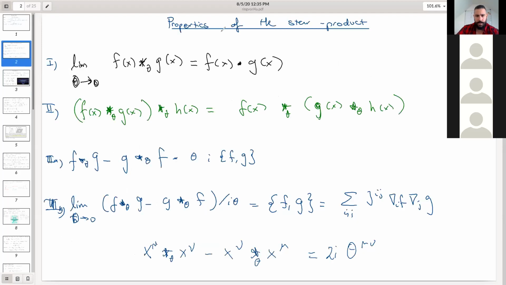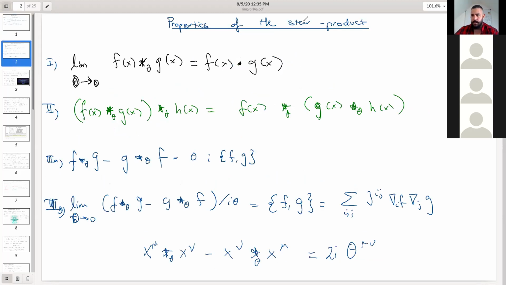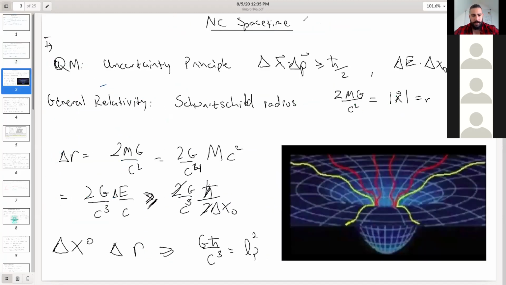Maybe also something that I didn't mention here: if you insert for f and g the coordinates x mu and x nu, what happens in the star product commutator, so basically x mu star x nu minus x nu star x mu, where instead of the product you just use a star product, is that you get 2i theta mu nu. You just need to use this formula, do the expansion, and then you will see it. I did it last time, and it is pretty easy to do as an exercise.